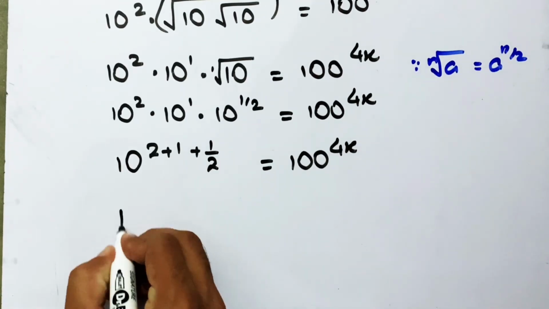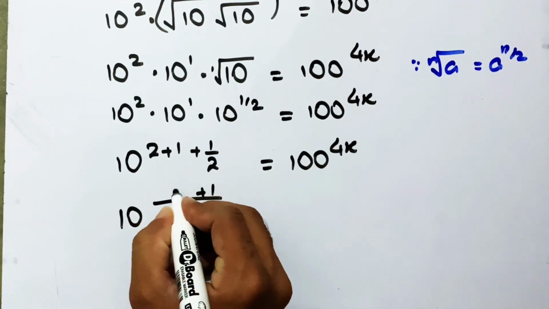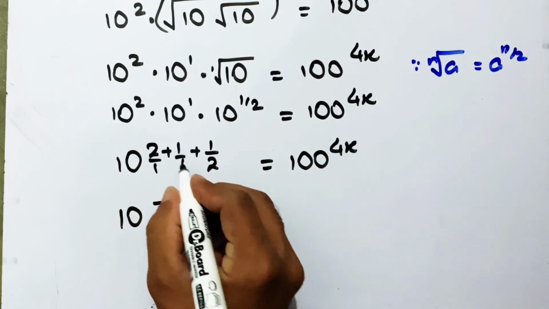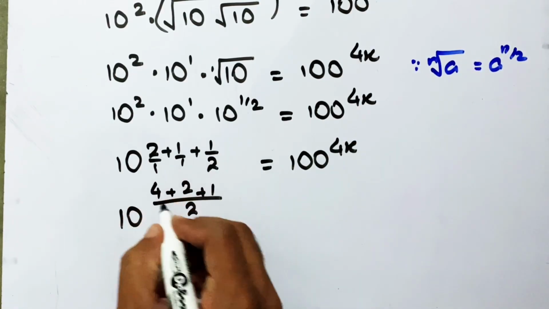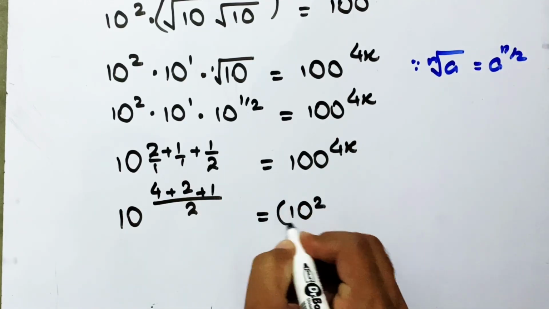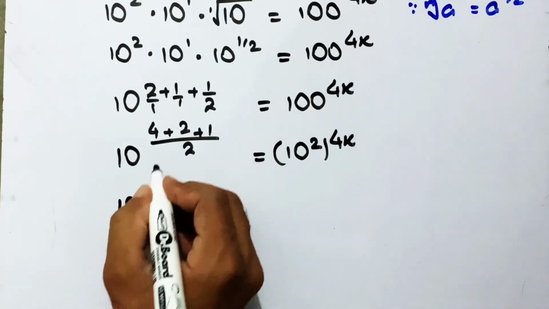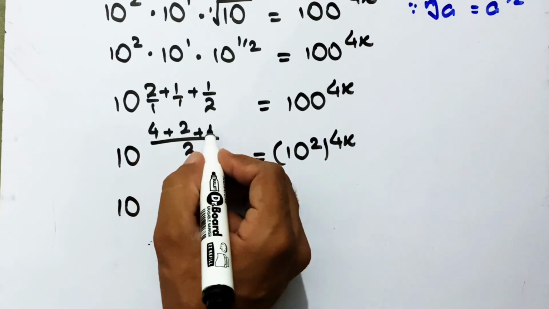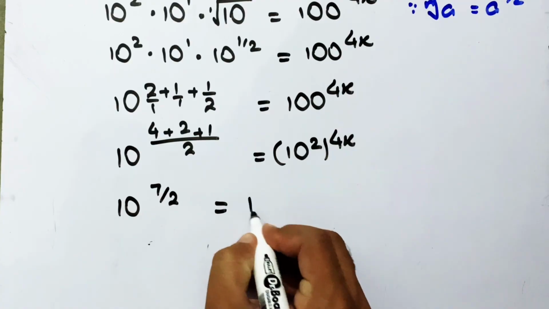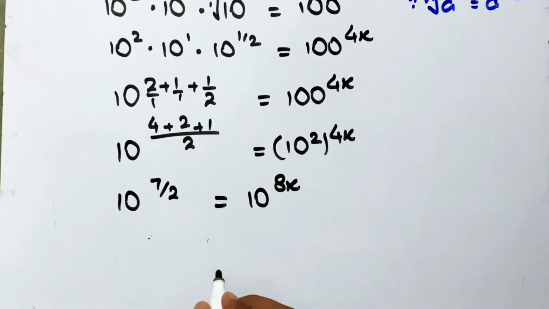Taking the LCM, the exponent is 2 plus 1 plus 1 by 2, which is 4 plus 2 plus 1 is 7 divided by 2. The right side is 100, which is 10 squared, so 10 to the power of 2 times 4x, which is 8x.